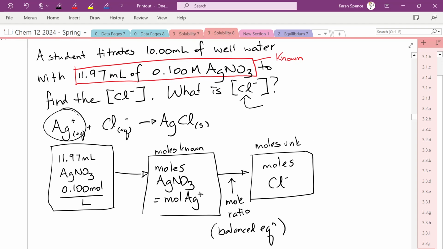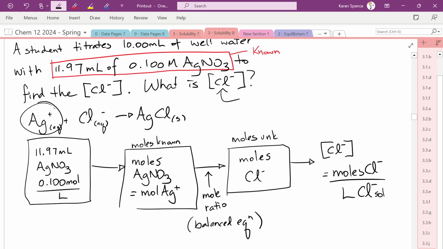And then finally, what are we asked for? We want the concentration of Cl minus. What is concentration measured in? Moles. So we want the moles of Cl minus over the liters of the Cl minus solution. Do you think you could solve it now? Yes? Go for it. Do it, if you've not already done it.